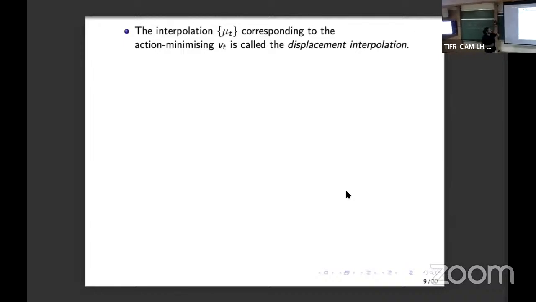So this interpolating mu t corresponding to the optimal vector field is called a displacement interpolation. So I have a way to interpolate between configurations of gases, and the optimal one, the one which minimizes action, is called displacement interpolation.